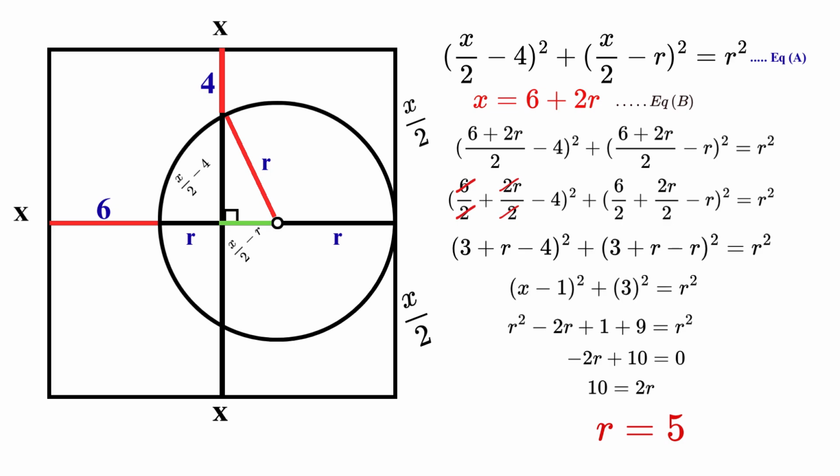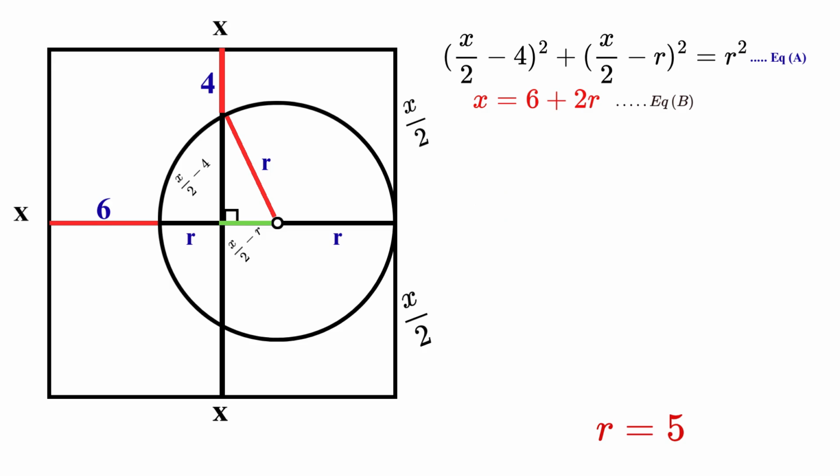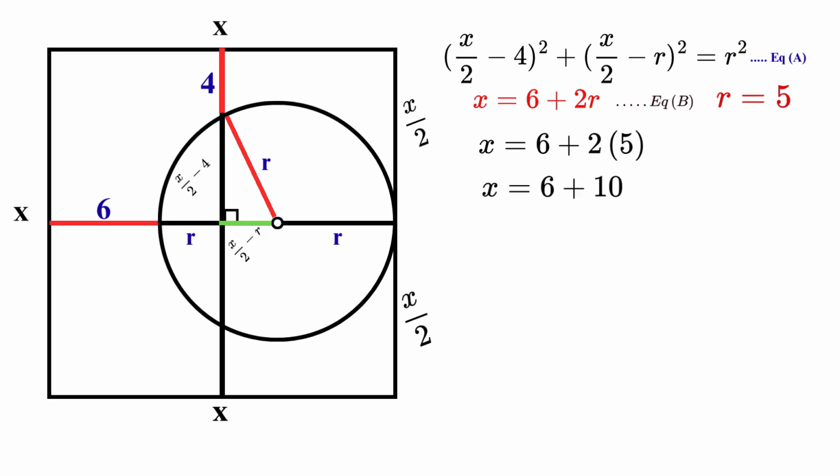Now we substitute r equals 5 into equation B. x equals 6 plus 2 times 5. x equals 6 plus 10, which equals 16. So, the side length of the large square is 16 units. And that is our required answer.